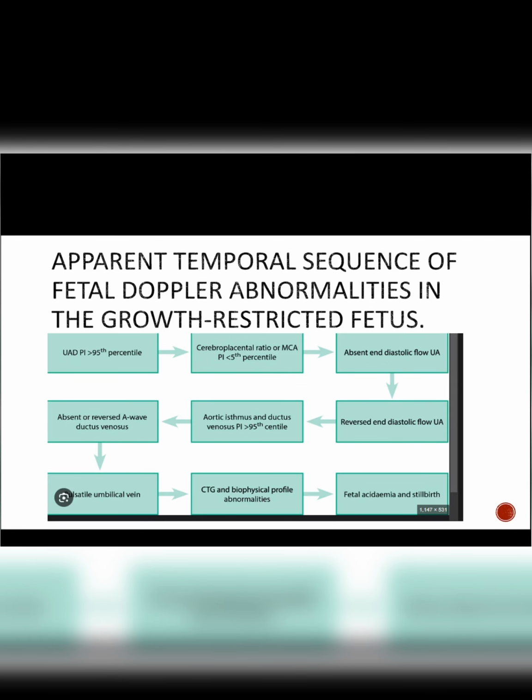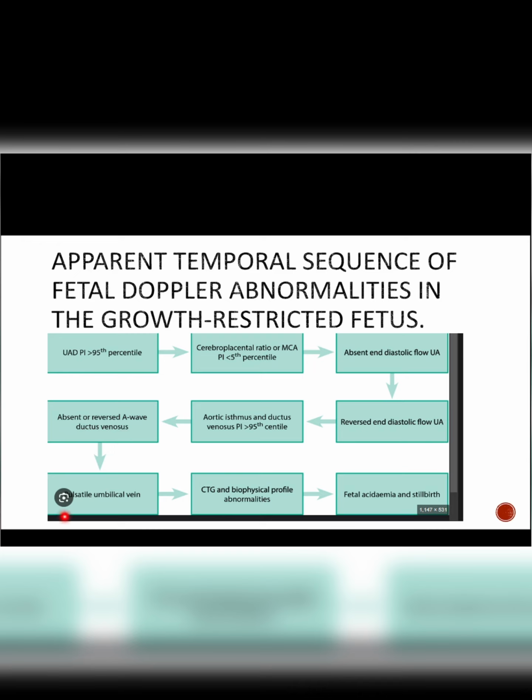So what is the temporal sequence of fetal Doppler abnormality? It starts with your uterine artery PI of more than 95th centile. All right, then your cerebro-placental ratio, or your MCA PI, becomes less than 5th centile. So there is a hampering of the blood vessels in the fetus and the placenta. That leads to absent end diastolic flow in the umbilical artery, which further progresses to reversal flow, which leads to aortic isthmus and ductus venosus PI of more than 95th centile, which leads to absent or reversed A wave in the ductus venosus.